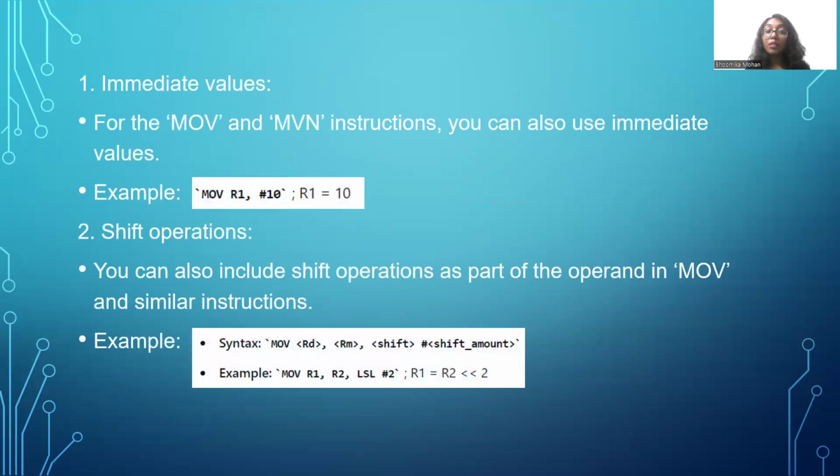Coming to the immediate values, for the MOV and MVN instructions, you can also use immediate values. For example, MOV R1, #10 will make R1 store the value 10. Coming to shift operations, you can also include shift operations as part of the operand in MOV and similar instructions. Here's the syntax: MOV RD, RM, shift #shift amount. And an example for this is MOV R1, R2, LSL #2, where R1 stores the LSL of R2.